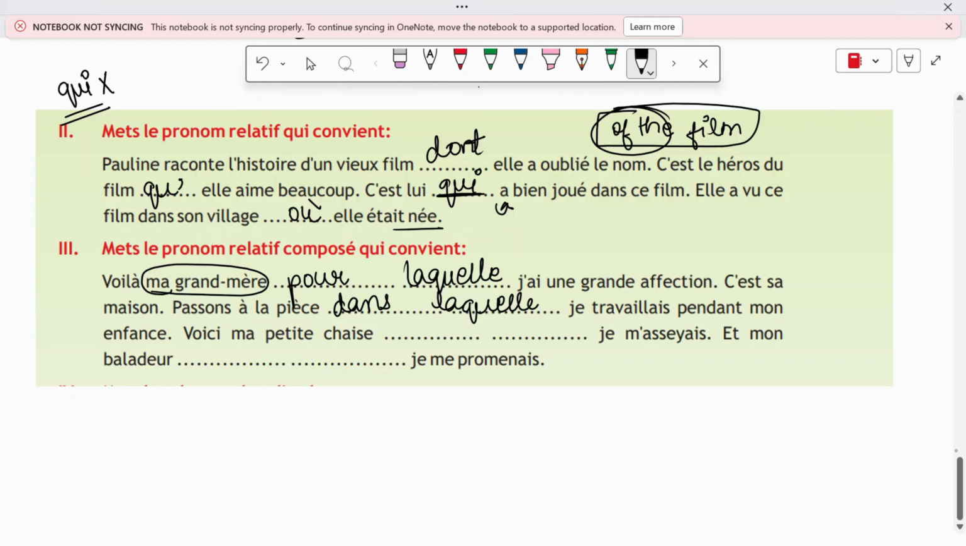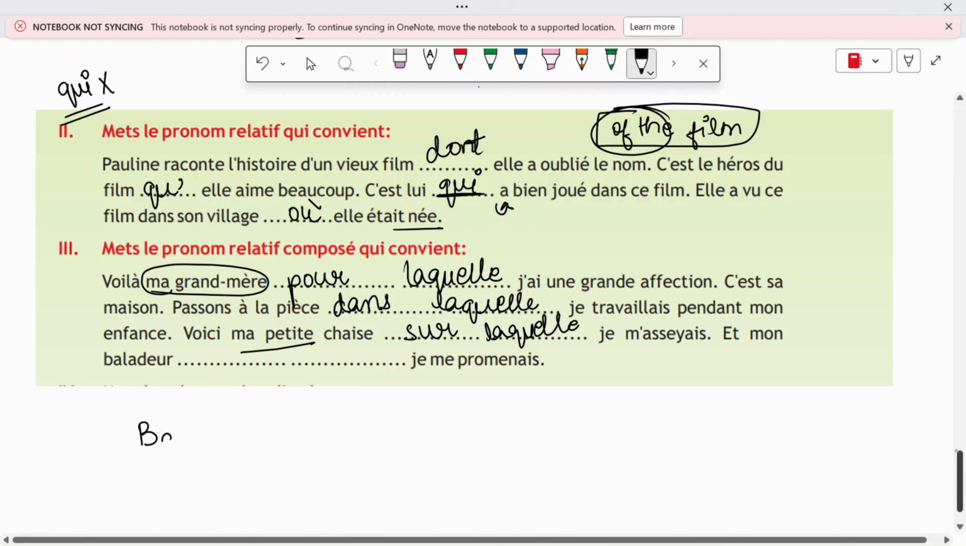Dash, je m'asseyais. So which I used to sit on. So the tense is imparfait actually over here. So here now the narrator, the author, is talking about the little chair, on which you used to sit. Sur laquelle. Again, feminine singular is being repeated again and again. Et mon baladeur, je me promenais.